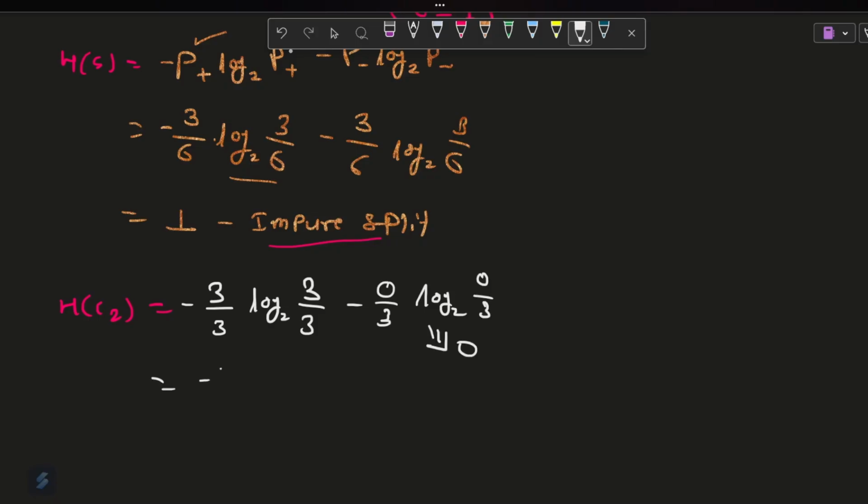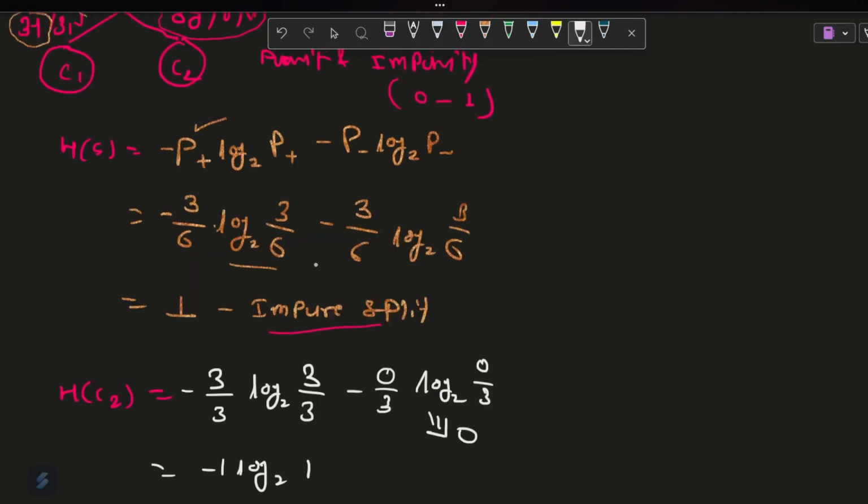And we get minus 3 by 3 log base 2, or basically we simplify it. This is basically minus 1 log base 2 of 1. So we get 0. This is a pure split, right? This is a pure split.